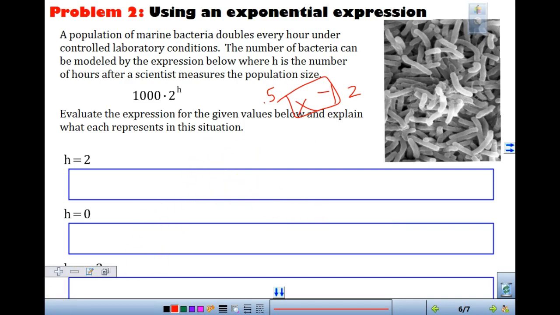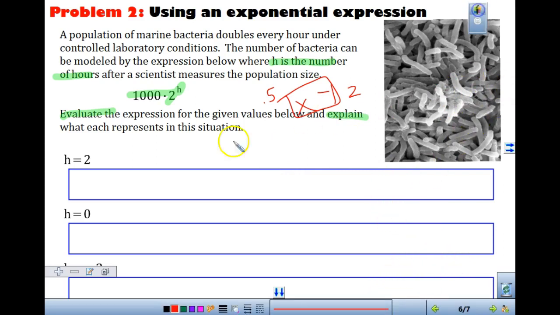All right. The population of marine bacteria doubles every hour under controlled laboratory conditions. The number of bacteria can be modeled by the expression below, where H is the number of hours after scientists measured the population size: 1,000 times 2 to the H. Evaluate the expression for the given values below and explain what each represents in the situation. So it's going to say evaluate and explain. You have one homework question that looks like this. All the rest are like that page before in your notes.